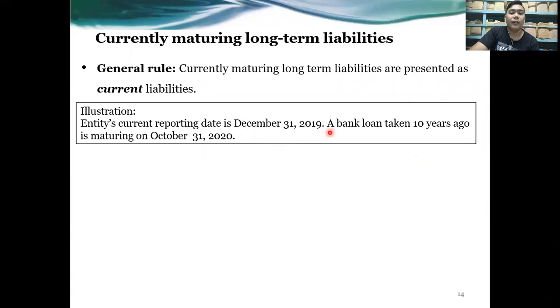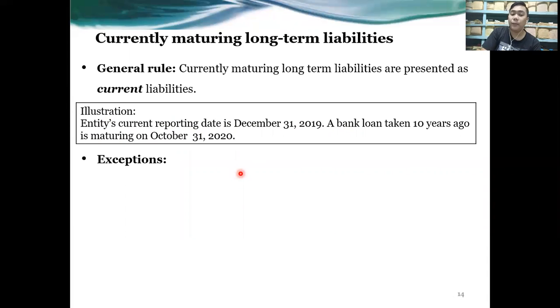Okay? Say a bank loan taken 10 years ago, meaning 2010, nag-loan ka. You are going to report at the financial statements ending December 31, 2019. The bank loan will be due next year. Okay? It will mature within a year, tama? So from December 31 to October 31, 10 months lang, mature na siya. So this liability, this bank loan that you got on October 31, 2010, i-reclassify mo na siya ngayon as a current liability.